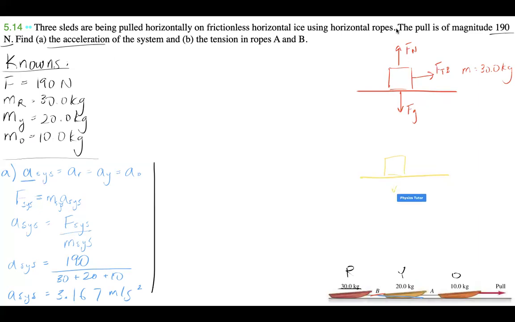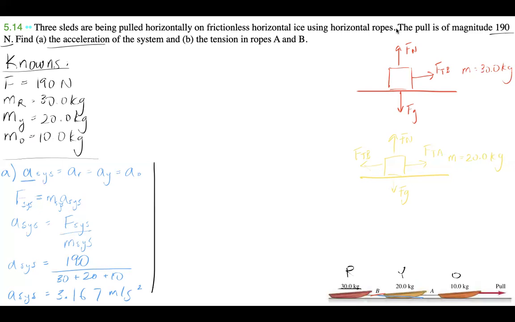Okay, same thing with the yellow sled. We have FG. We have FN. This time we have FTB in the opposite direction. And then we also have FTA. So we have the force of tension of rope A and B, right?